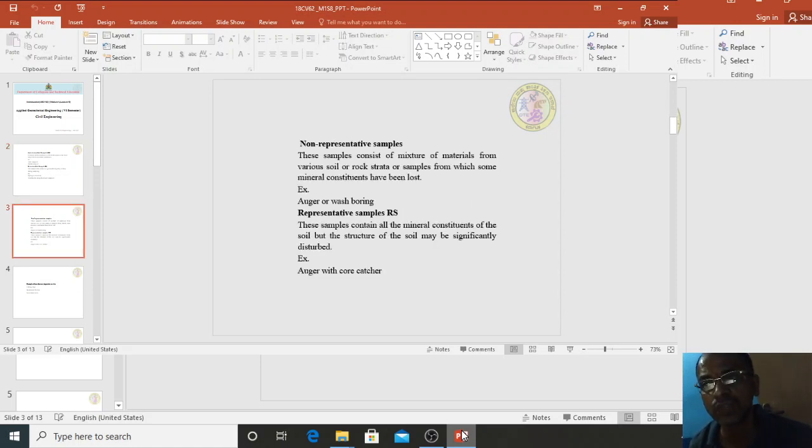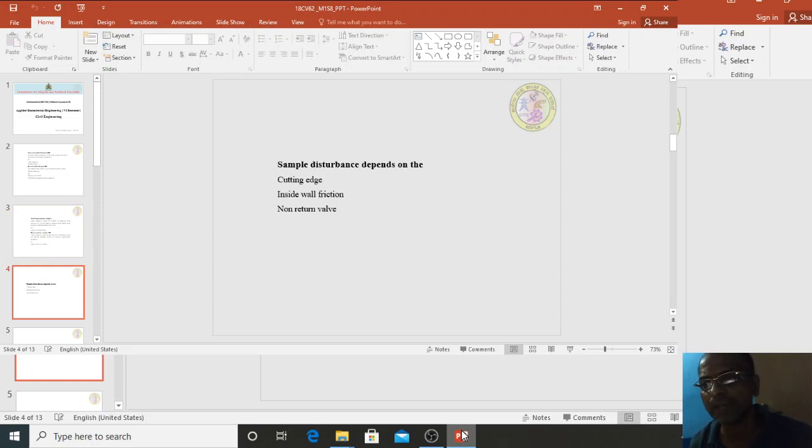A non-representative sample consists of a mixture of materials from various soil or rock strata, or samples from which some mineral constituents have been lost. Auger or wash boring is the best example. Representative sample means the sample contains all the mineral constituents of the soil, but the structure of the soil may be significantly disturbed. Auger and core catcher method: if you collect the sample this way, it is called a representative soil sample.